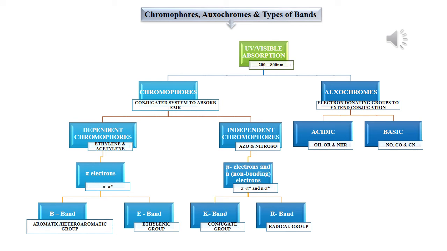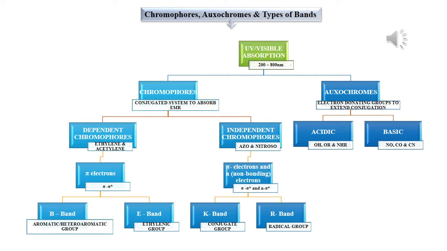Now let's move on to the most significant part of UV visible spectroscopy, that is chromophores, auxochromes and types of bands that appear due to them. The compound or group responsible for absorbing UV visible radiation is the chromophore. If you take any molecule, it must be having a chromophoric system. So now we have to know what is a chromophore. What is the role of it?